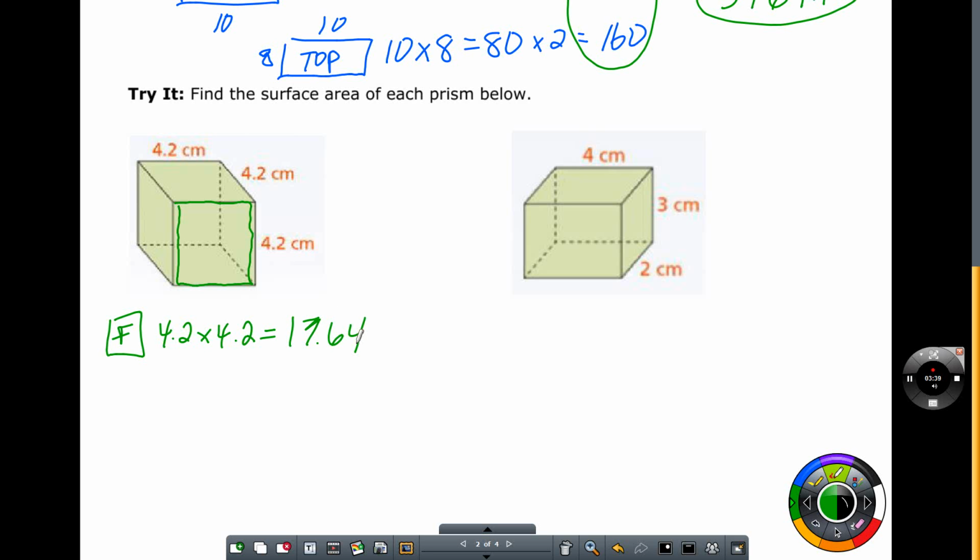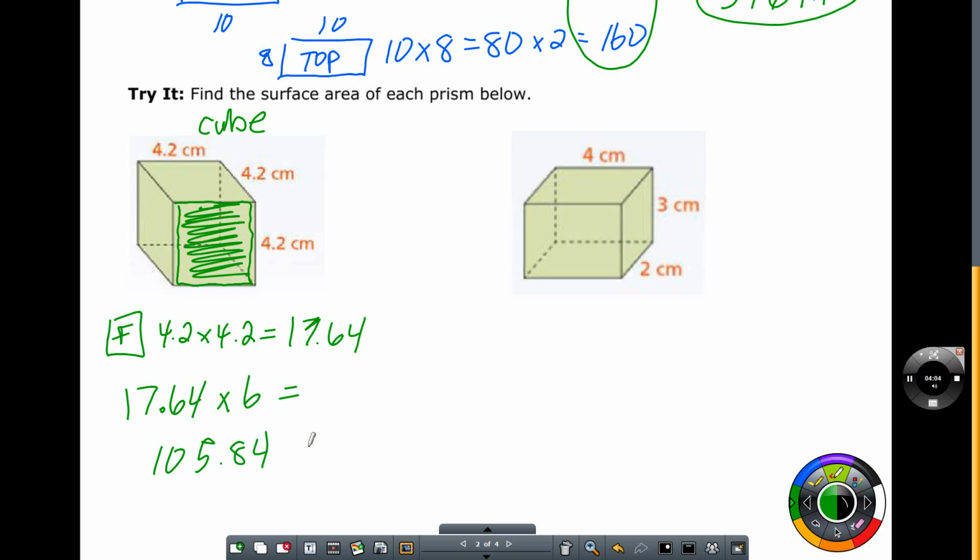Okay, and we know that all of these sides are the same, right? Because this is a cube, all of the sides are exactly the same. We know that all 6 of the sides are exactly the same size. So for this one, we can take the 17.64, and all we need to do is multiply it by 6, which is going to give us 105.84 centimeters squared. Now, be careful. This only works because this is a cube, and all 6 sides are the same.